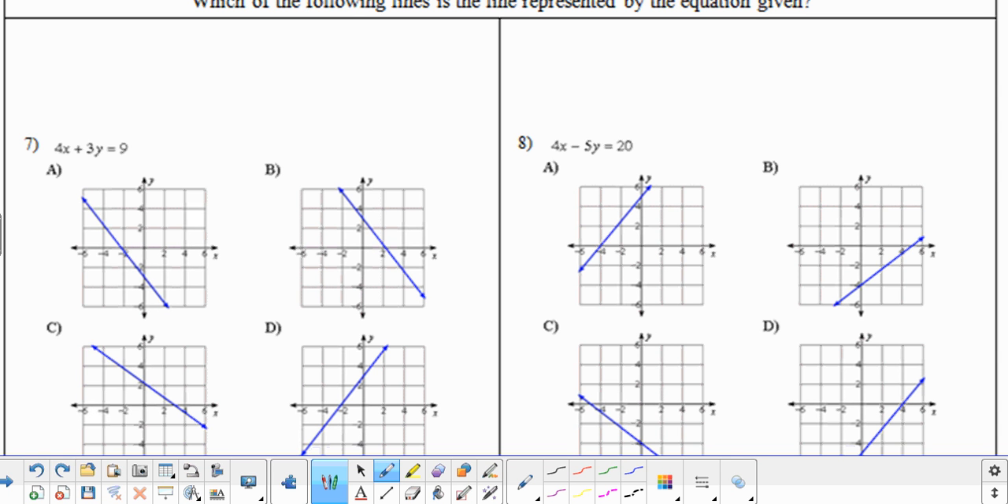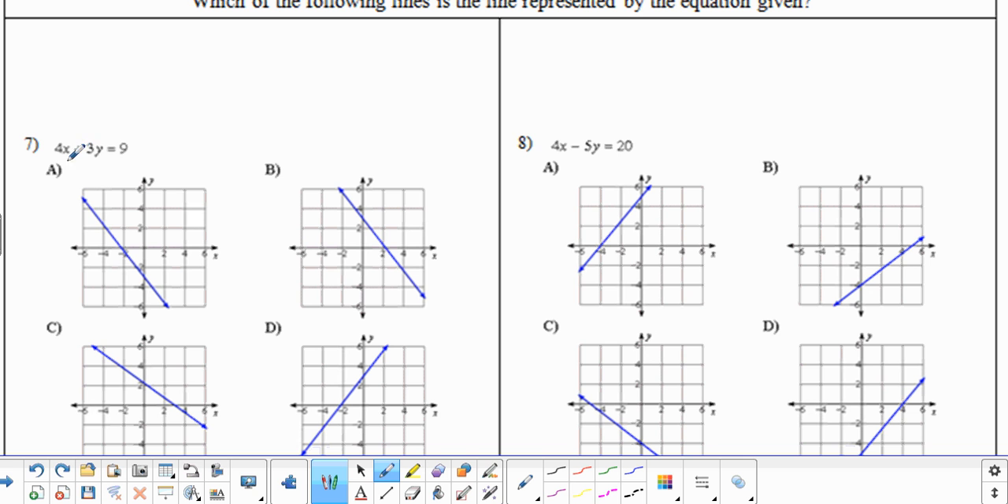All right. And problems 7 through 12, I believe. Maybe 11. Next few problems, we are asked which of the following lines is the line represented in the equation.